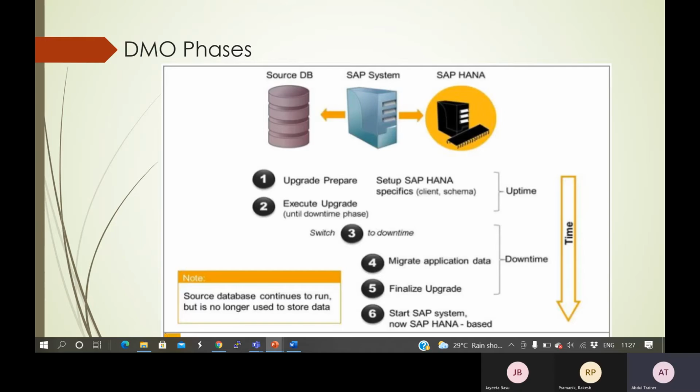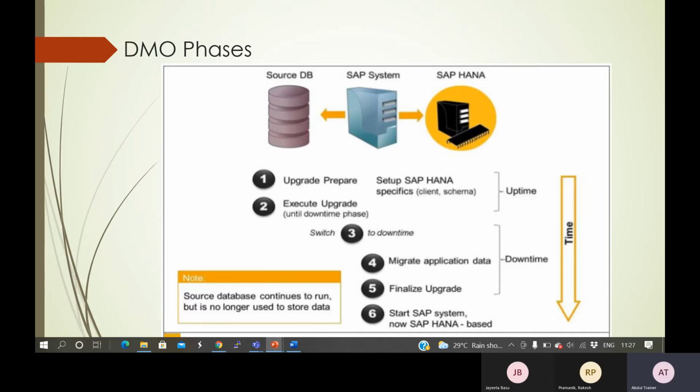The first step in the DMO phase is the upgrade preparation. In the upgrade preparation, we set up the HANA database on the new target server. We specify the client and schema name and the DDIC password. It asks you to provide the password for SID ADM, then the schema, then DDIC. Then you choose the configuration mode in the SUM, like standard or advanced.